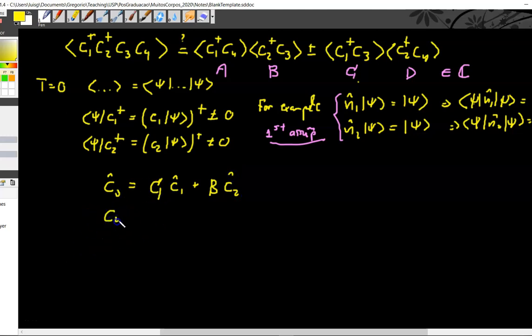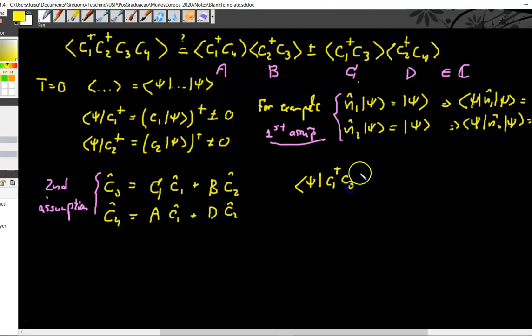Just combination operators. And I have C4 equals what? A C1 plus D C2. That's my second assumption. All right. And why do I choose it like this? Because by doing that, I will know that first, if I do C1, C3, this is going to give me B. If I do C1, C4, this is going to give me A.